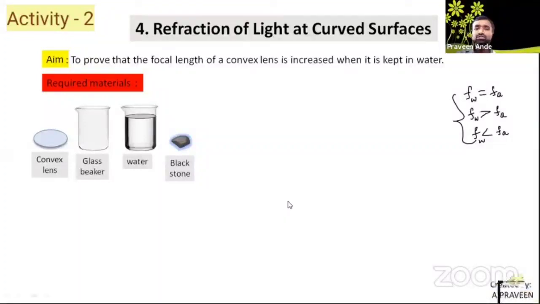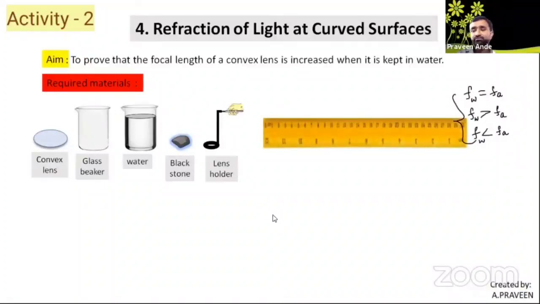Then to hold the lens I require a lens holder. So this is the lens holder, a circular lens holder it is. To measure the focal length you require a ruler. So you need a 1 meter scale here, right? So these are the minimum required materials to conduct this activity.